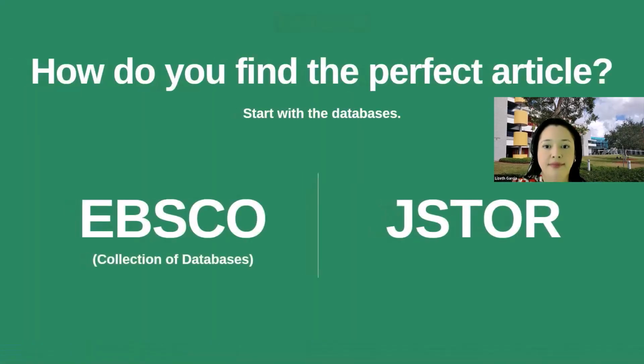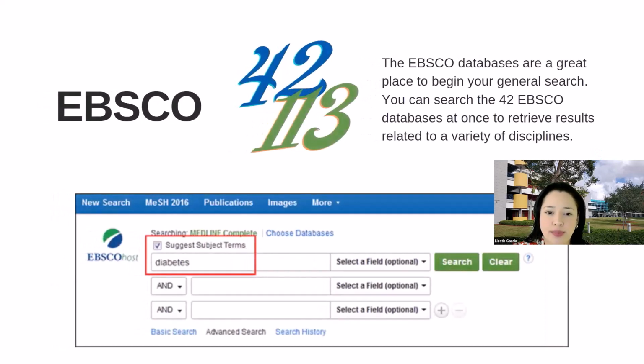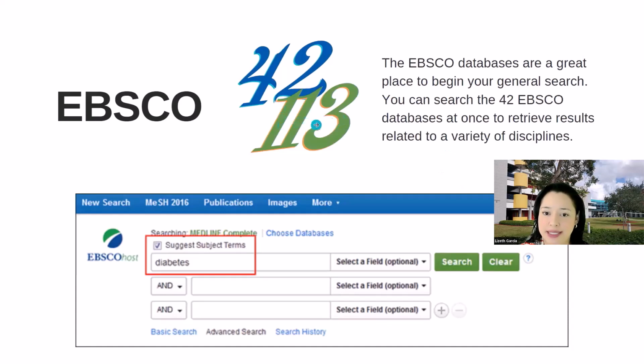All right, so again, finding the perfect article starts with the databases. We looked at JSTOR. We'll come back to that again. Let's switch gears and look at EBSCO. So EBSCO is very special because, do you remember how many databases you have with your Miami-Dade College account? Over 100. Yes, in fact, you have 113 databases. And of those 113 databases, 42 are EBSCO databases. Okay, so that collection is 42 databases.